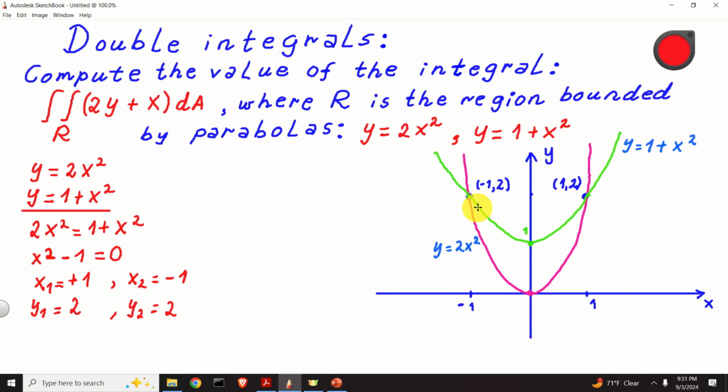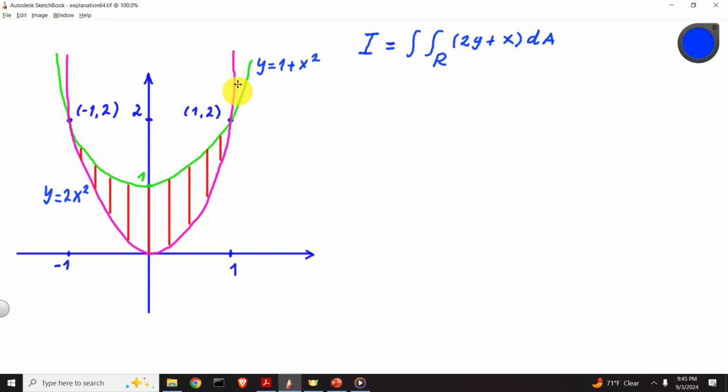Here it is. It looks like this. I'm using over here vertical hatch. However, you can also use horizontal hatch, or you can even use a cross hatch. Perfect. Over here, for clarity, I draw the graph again and I sketch the region. Here is the region R.